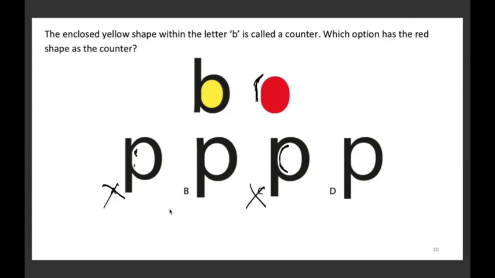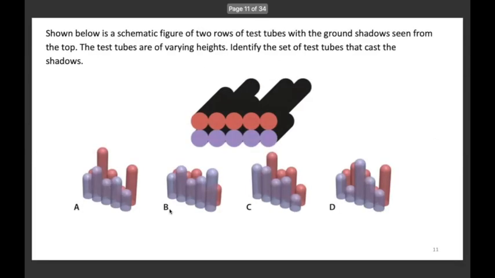Now we look at option B. In option B, we have to look at this curvature versus in D, when you compare this curvature, it's a fat curvature compared to a narrowing down curvature. So the D option is wrong. Option B is the one which is the right answer here. Then move to the next one.